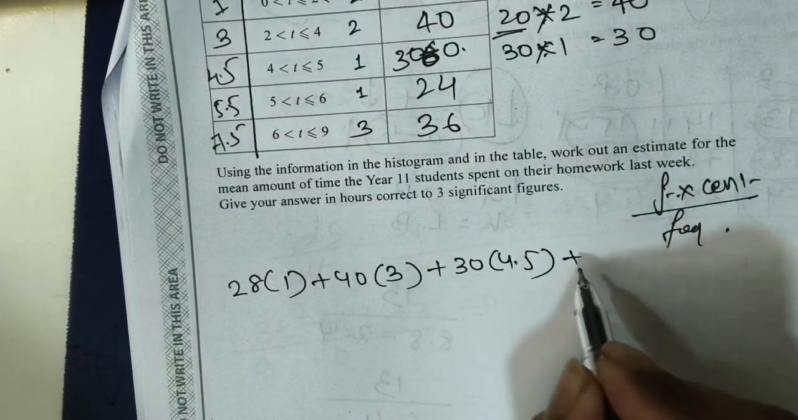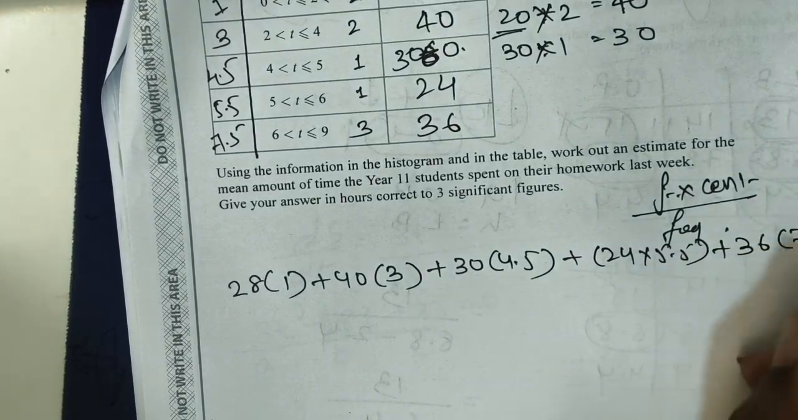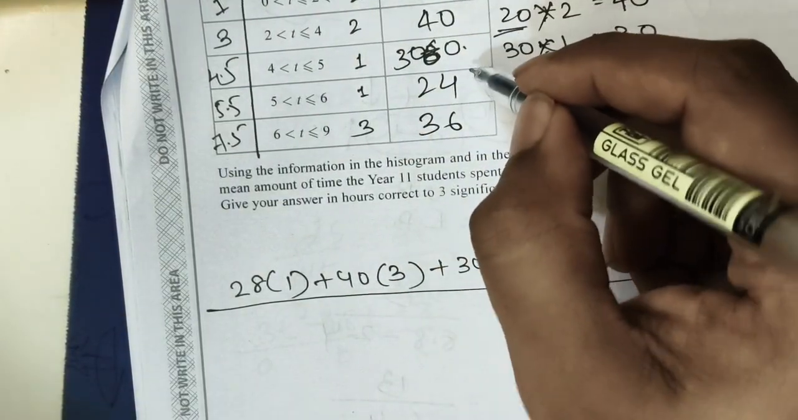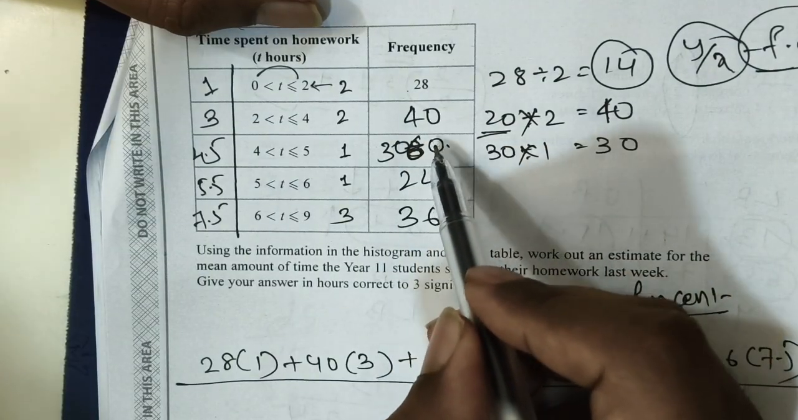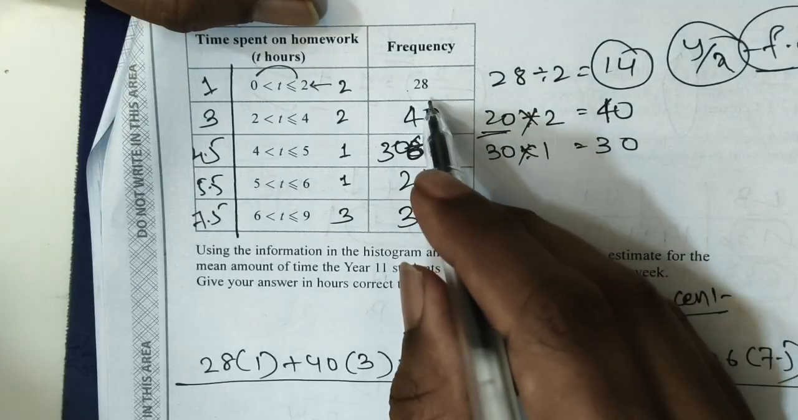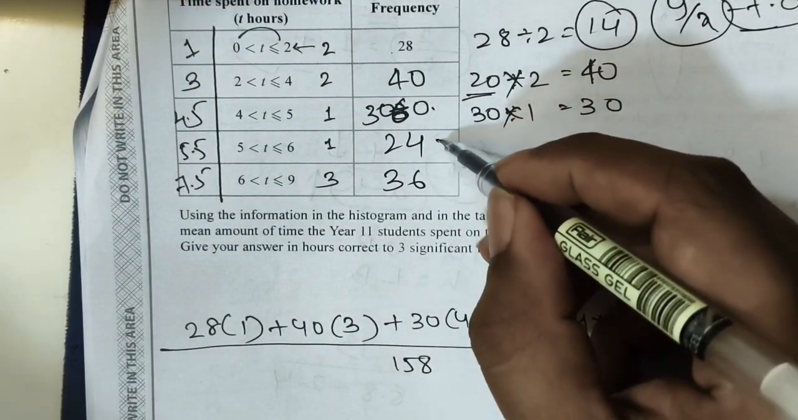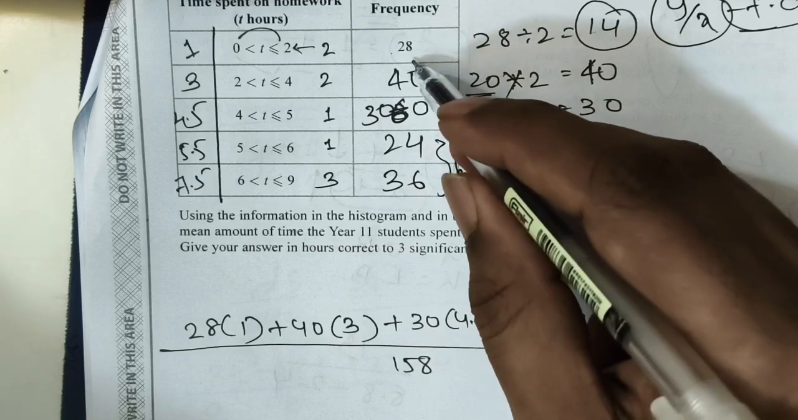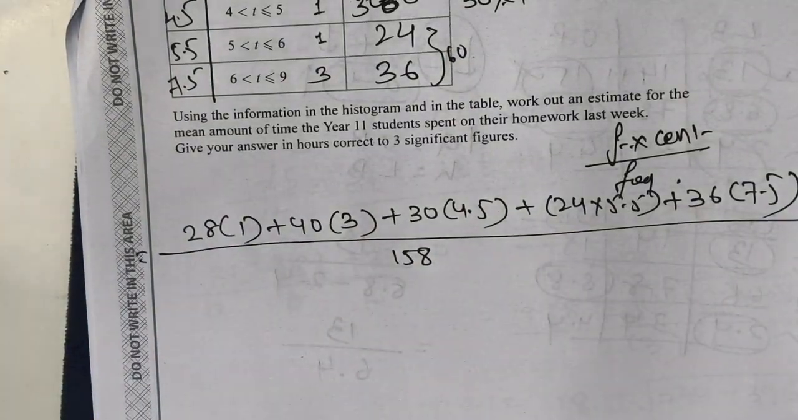Correct? So frequency multiplied by this, so 28 into 1 plus 40 into 3 plus 30 into 4.5 plus 24 into 5.5 plus 36 into 7.5 divided by summation of all the frequencies, correct? Which is, you can say 40 plus 30 is 70, 70 plus 60 is 130, 130 plus 28 is 158. Let me cross check. This is 60, 60 plus 30 is 90, 90 plus 40 is 130, 130 plus 28 is 158, correct?